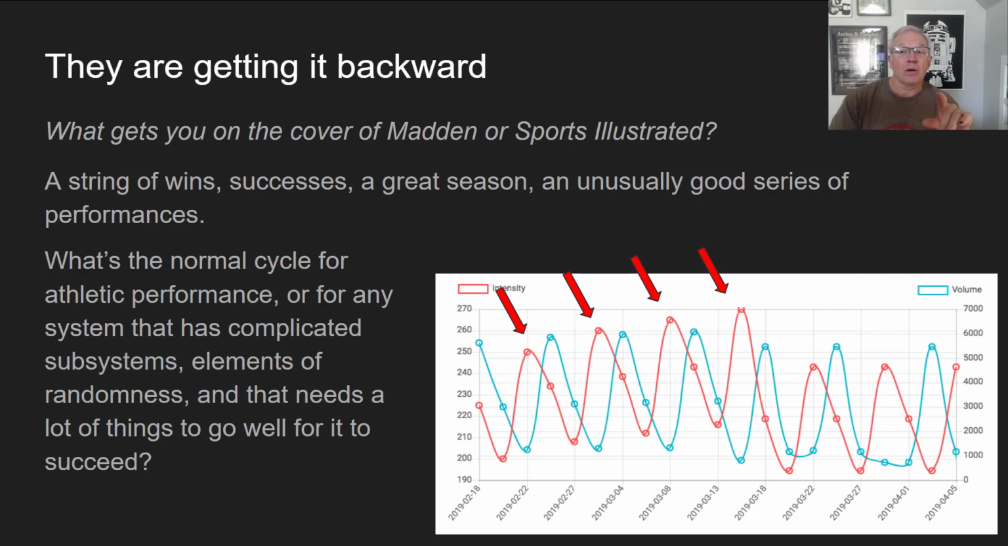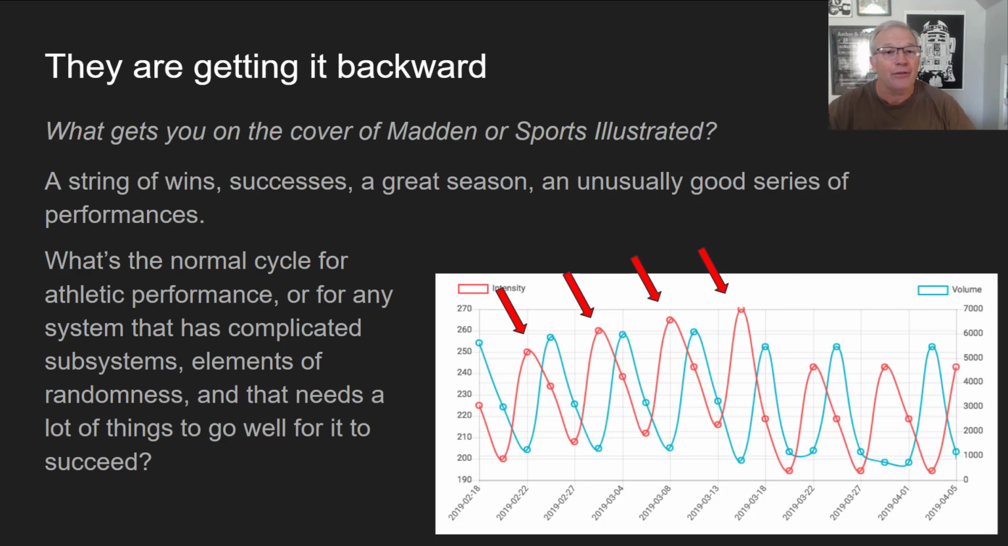But now here's another question. What's the normal cycle for an athletic performance, or for any system that has complicated subsystems, elements of randomness, and that needs a lot of things to go well for it to succeed? What's the normal course of events? Leave the Madden cover or Sports Illustrated out of it. What's an athlete's performance going to do over the course of a year or 3 years or 5 years anyway?